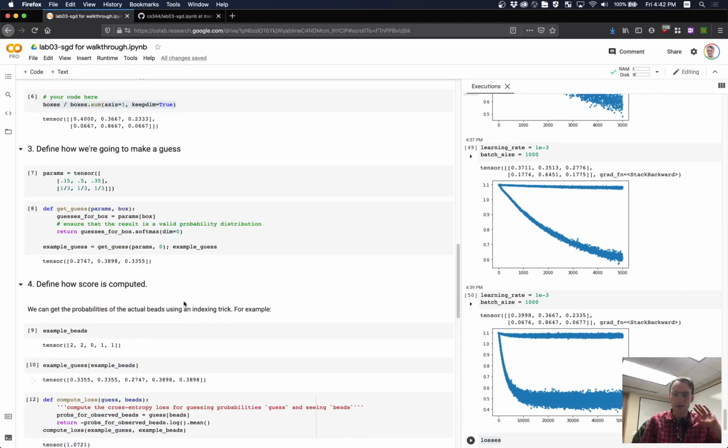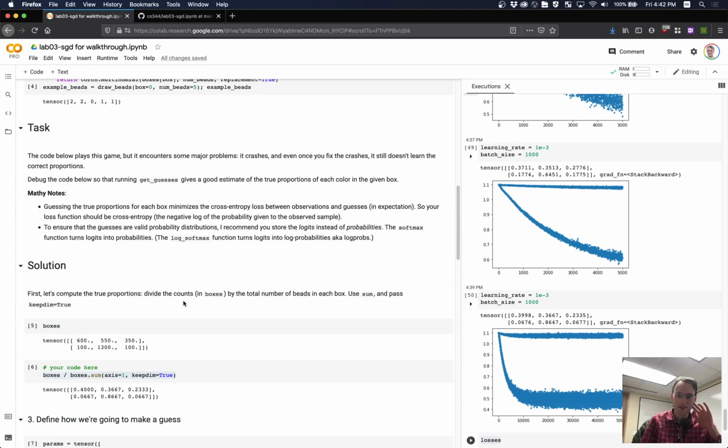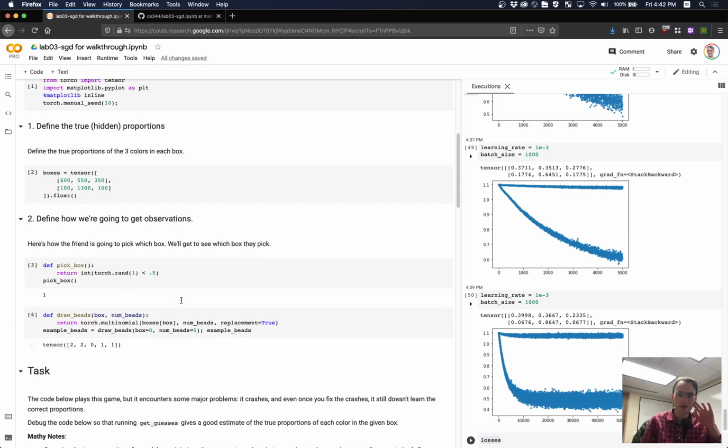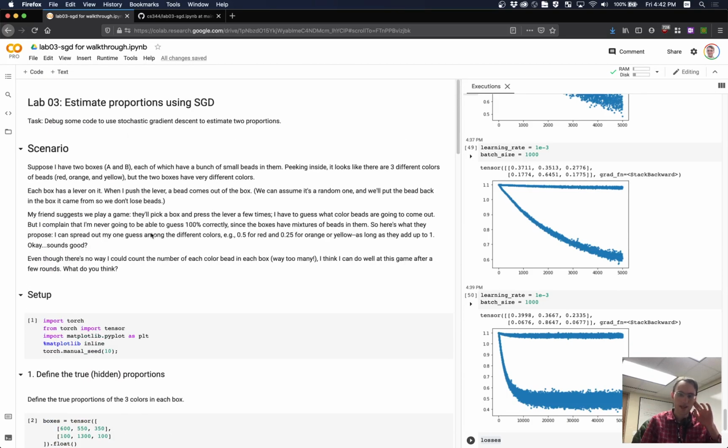So hopefully this kind of little exercise will do you well in your future of scientific computing, machine learning, and everything else that we do. All right, and we'll end it here.